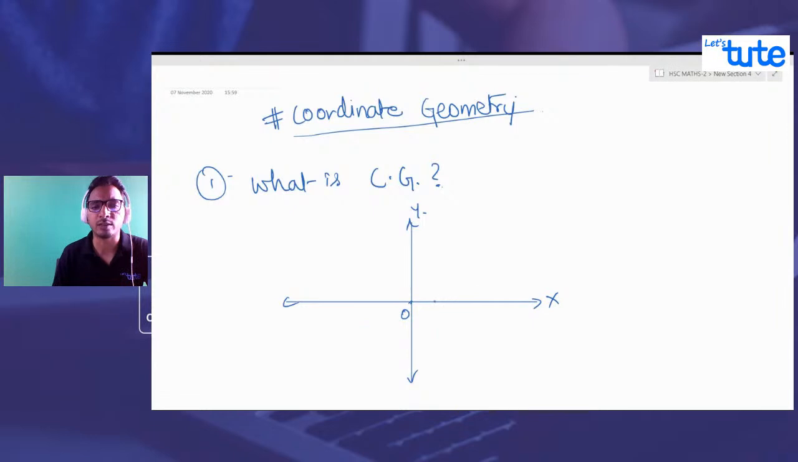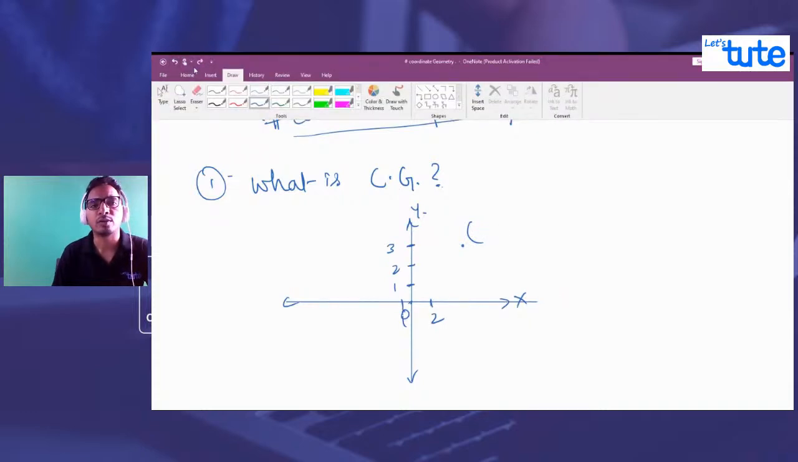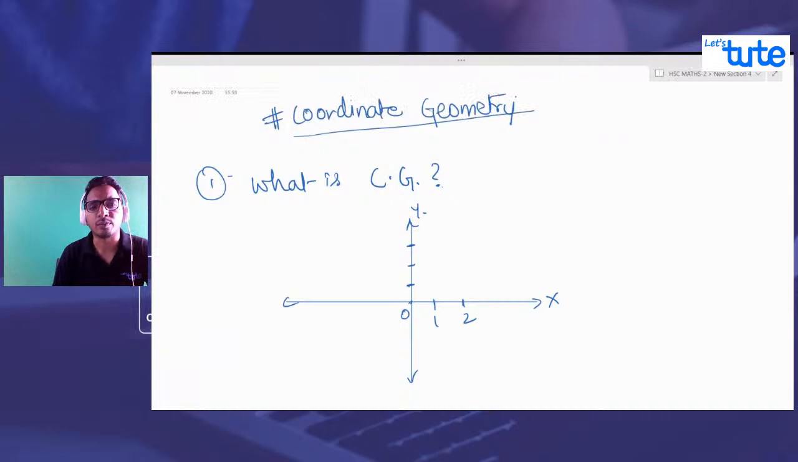Suppose I want a point which is 2 units away from the y-axis and 3 units away from the x-axis. So I'll say that the point is here, correct? 1, 2, 2 units. Let me take it separately. Okay, I'll just remove this. Okay. So 1, 2, and 3, and the point is here. This is 2, 3, correct? So this is the location of a point.